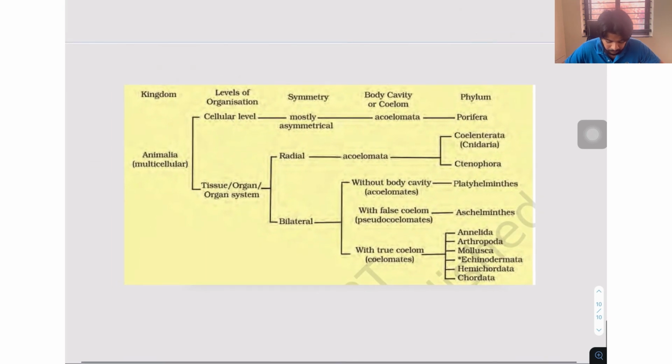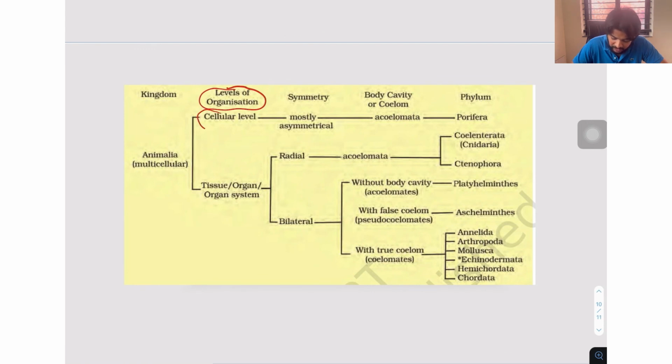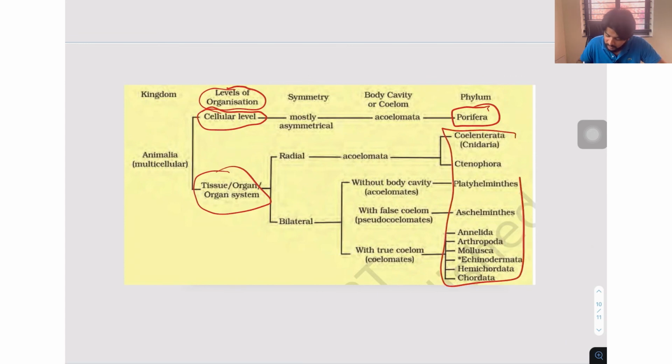So, see here, kingdom Animalia, depending upon the level of organization. If the organisms are just at the cellular level, then there is a phylum called Porifera. If there is a tissue or organ system level of organization, then many different phyla are there. If there is cellular organization and the body symmetry is asymmetrical, with no symmetry, so I cannot get two equal parts if I cut in any plane, such organisms are called asymmetric organisms. All the asymmetric, acoelomate organisms are grouped under Porifera.